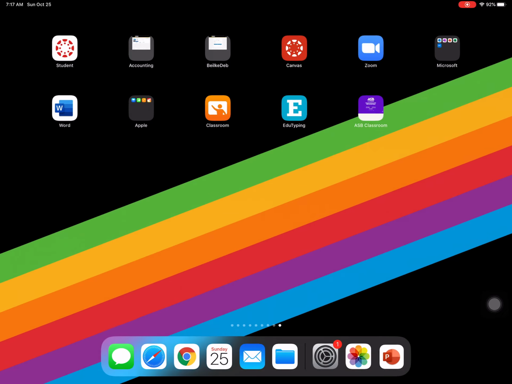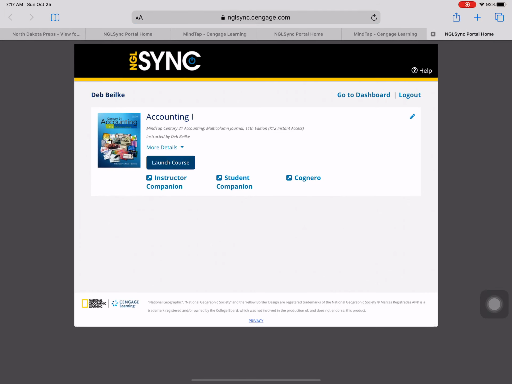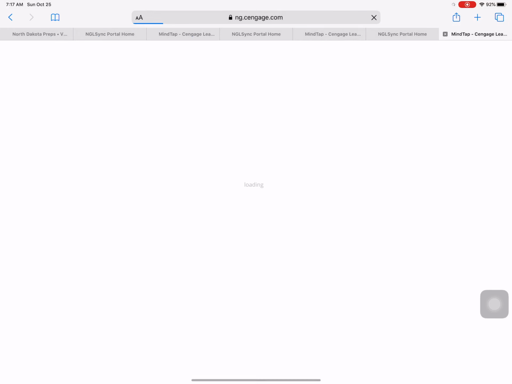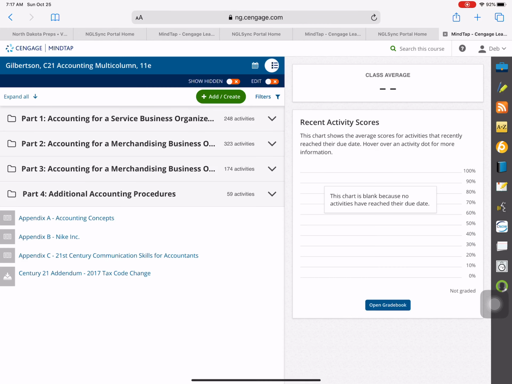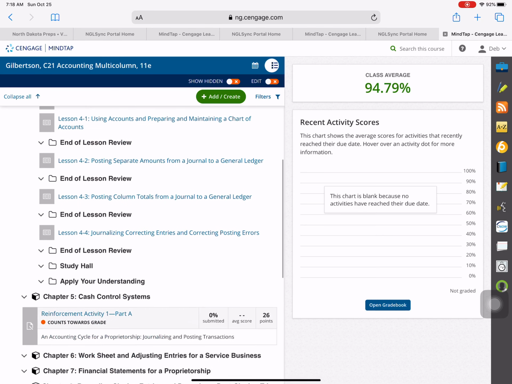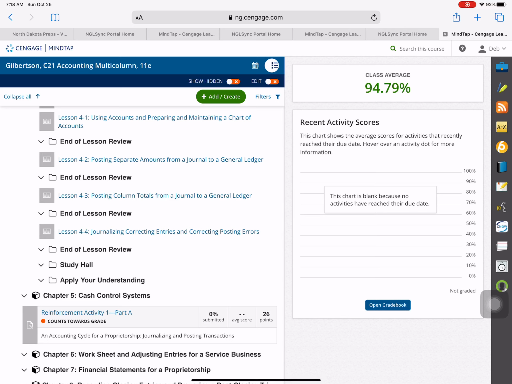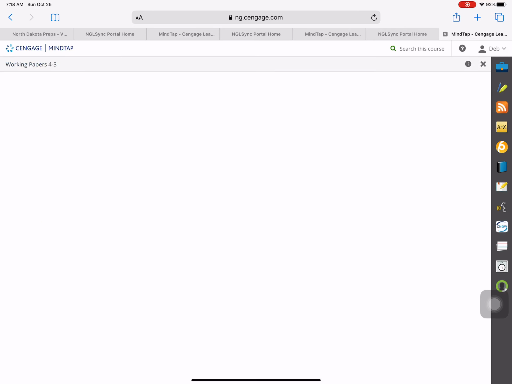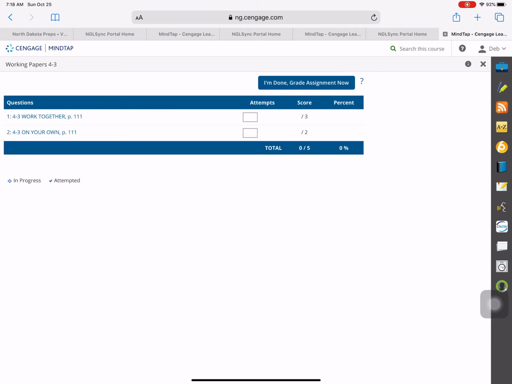Next, we're going to go to our online accounting book, and we are going to take a look at work together problem. So let's go into there, go to chapter 4. We are in lesson 4-3, end of lesson, and we'll look at our working papers for 4-3.